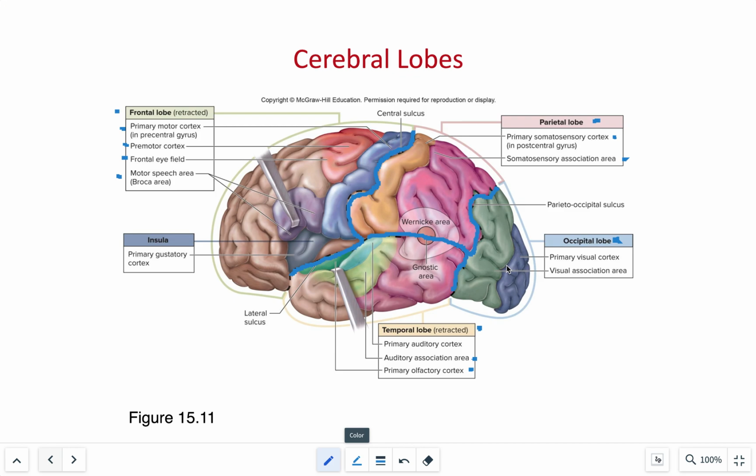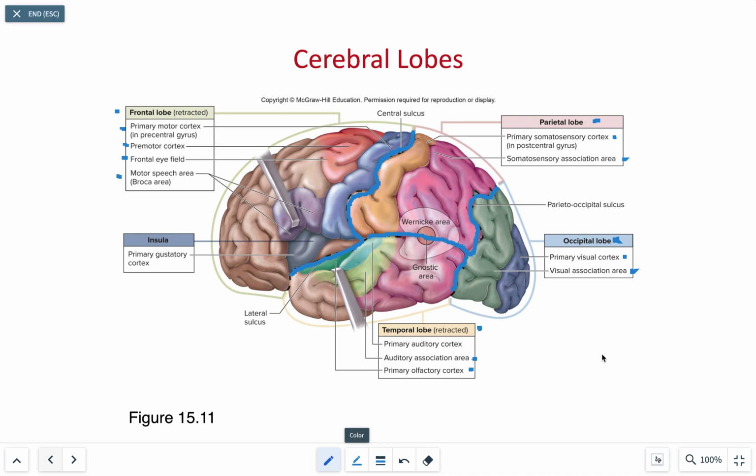It's forming the posterior region of each hemisphere, so the right and left side. And its job is to process incoming visual information and store visual memories. So we are going to have the primary visual cortex. Anything dealing with vision, that information is going to be coming back to the primary visual cortex. And then we also have a visual association area, where this area is going to analyze color, movement, and form, and basically puts the picture together for the primary visual cortex area.